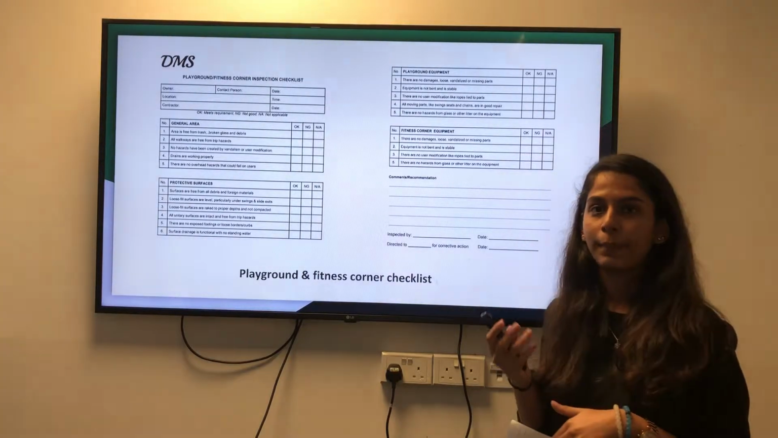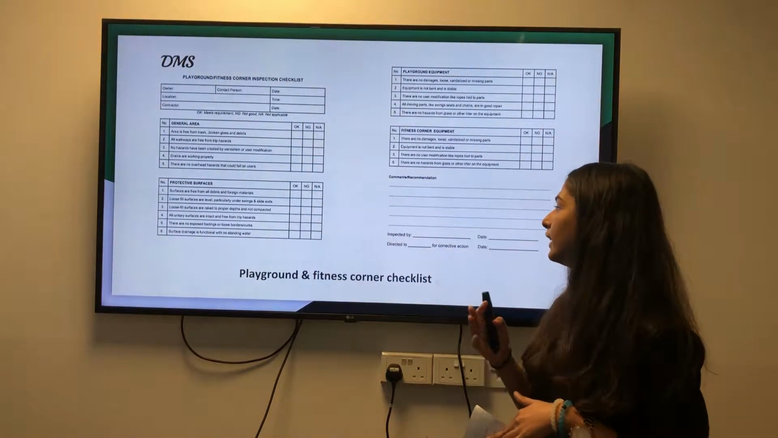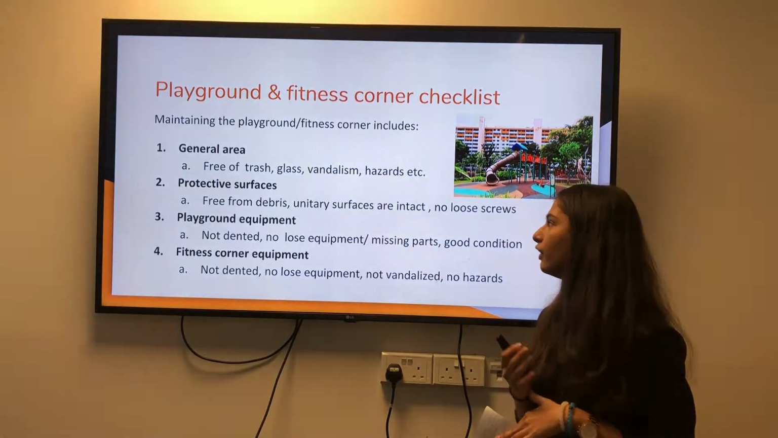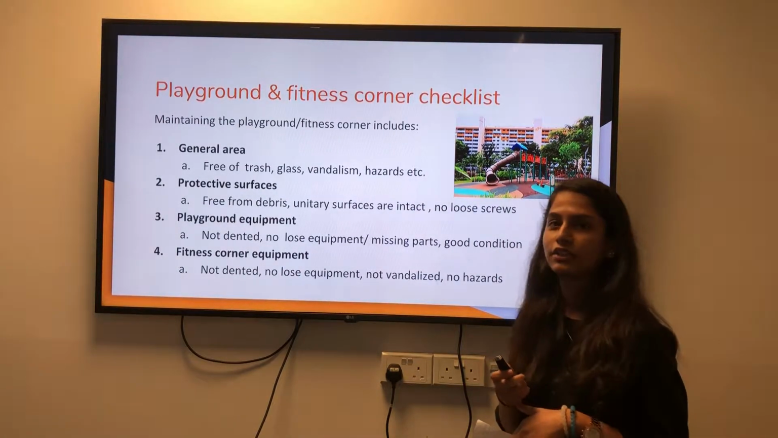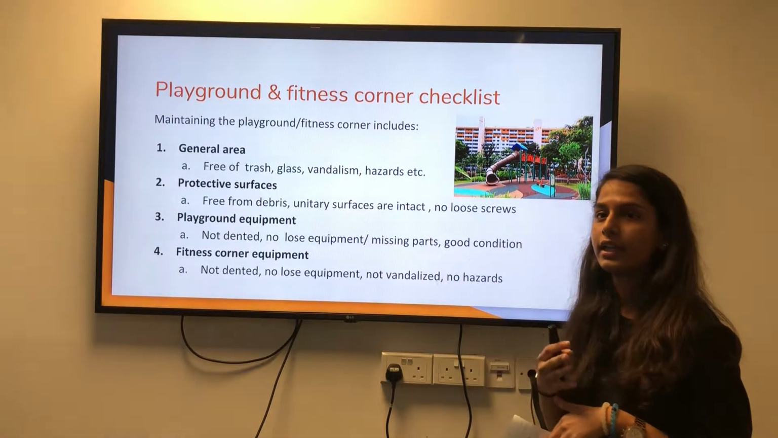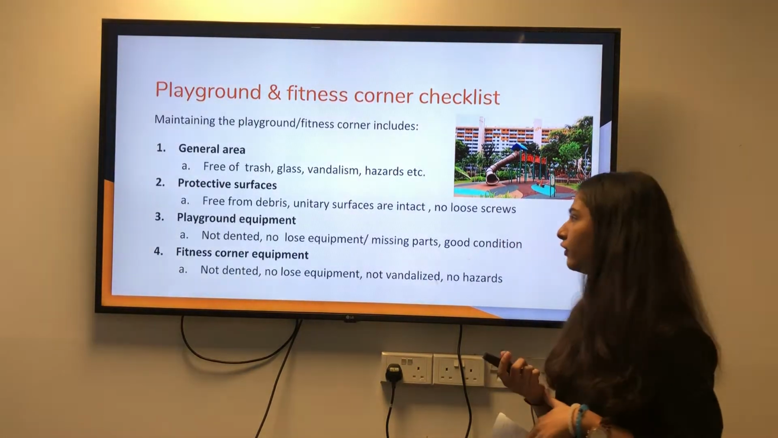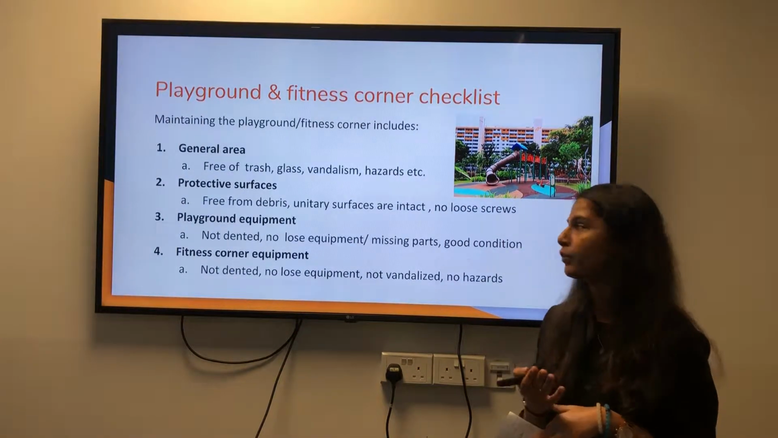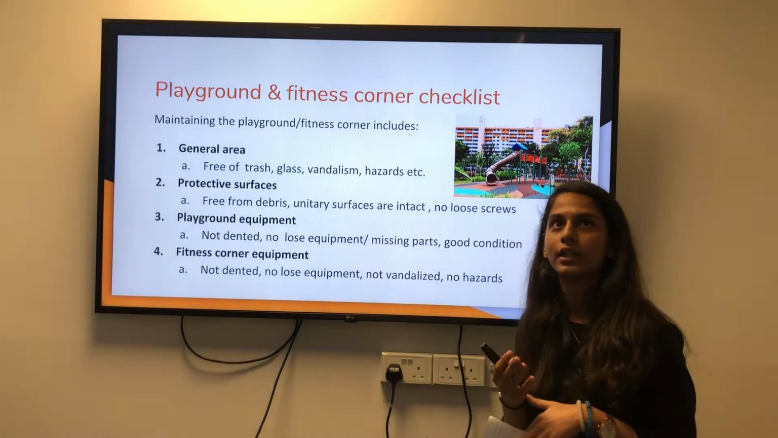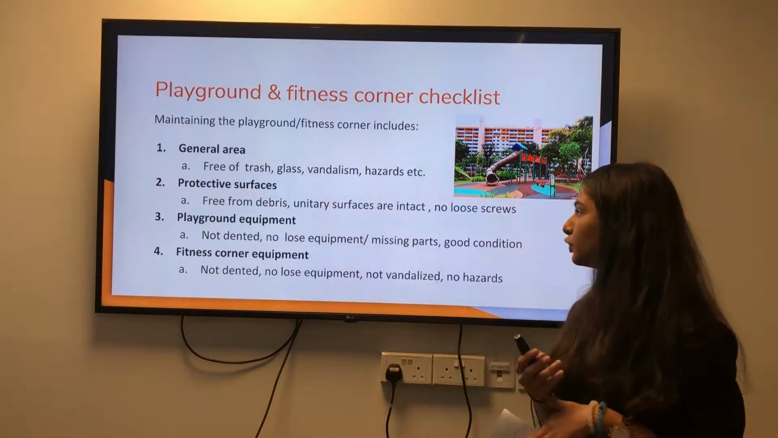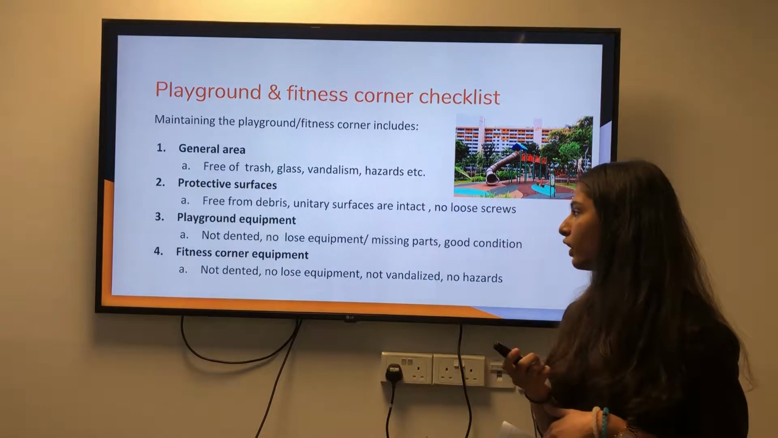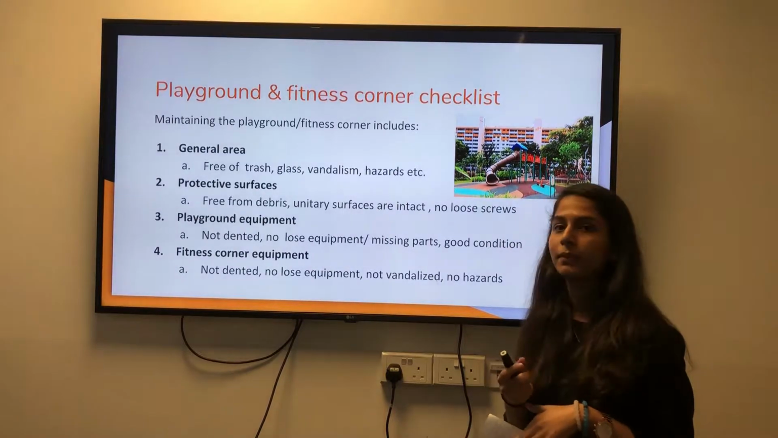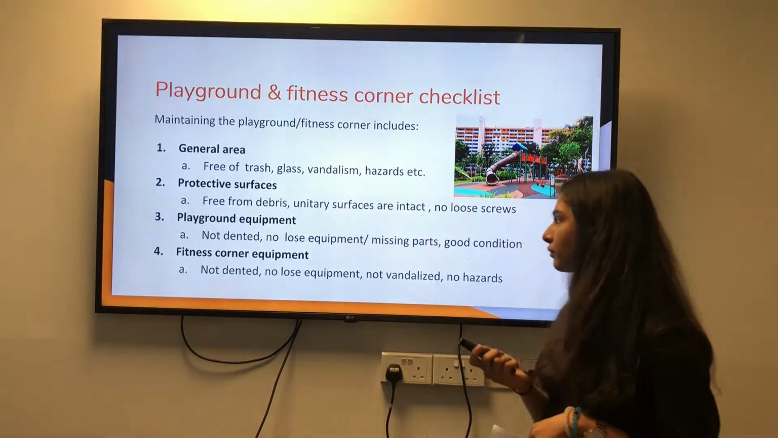This is an example of a playground and fitness corner checklist, and in this checklist they will highlight 4 areas. The first area is the general area. There is a need to ensure that this area is free from trash, glass, vandalism, or any hazardous materials. Secondly, the protective surfaces. There is a need to ensure that this area is free from any debris, that these surfaces are intact, and that there are no loose screws. As for the playground equipment and fitness corner equipment, there is a need to ensure that the equipment is not dented, there is no loose equipment or missing parts, and they are generally in good condition.